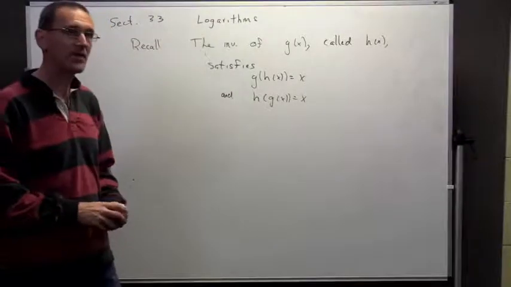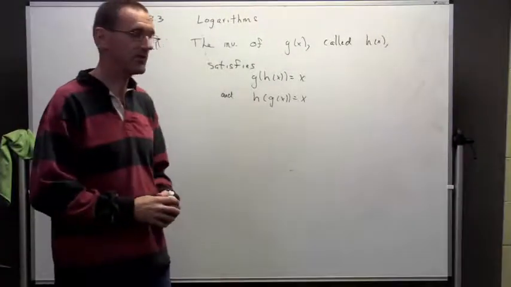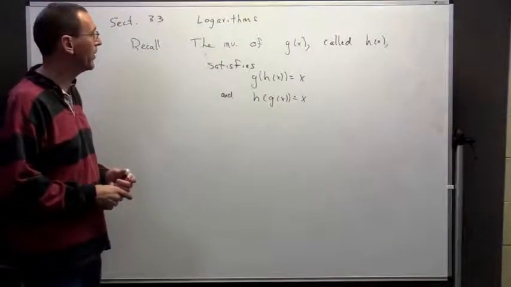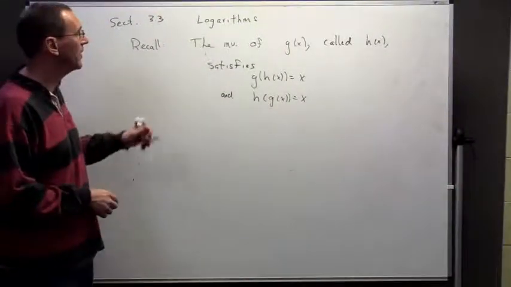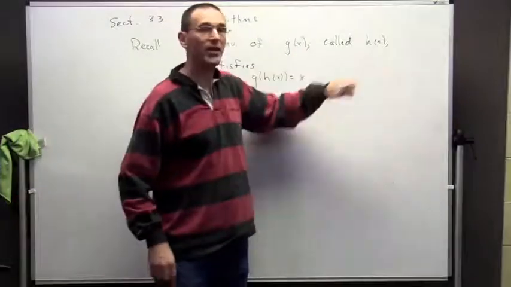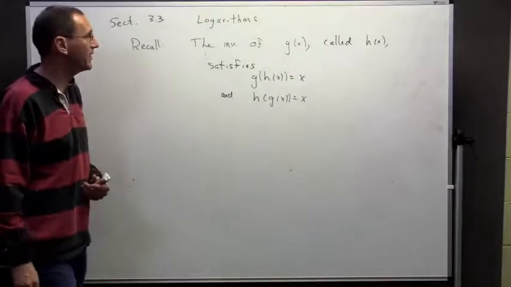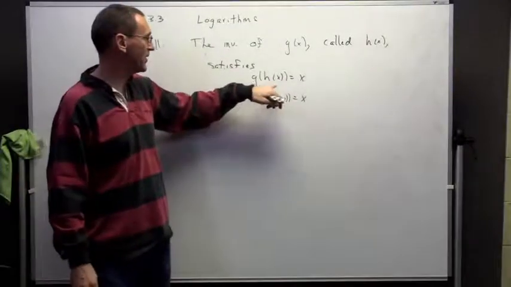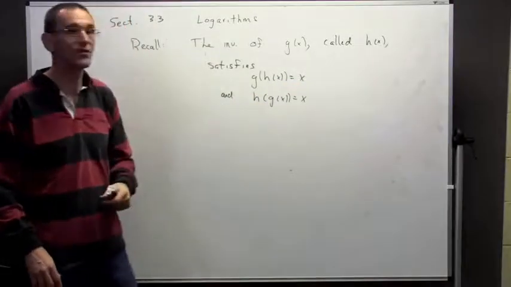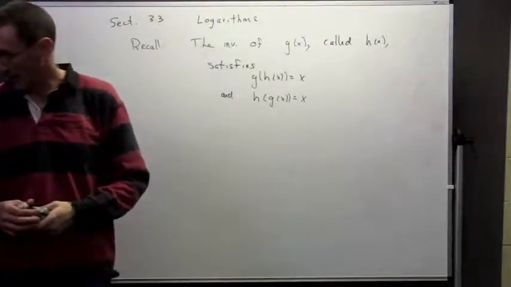All right, we're going to talk about the inverse functions for exponentials. Just do a quick recall of what it means to be an inverse. So if we have a function g, and we have another function we'll call h, h is the inverse of g. If I compose these two in either order, I get g of h of x is just x, or h of g of x is equal to x.